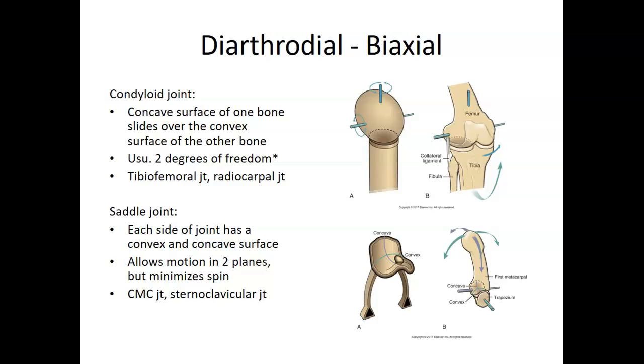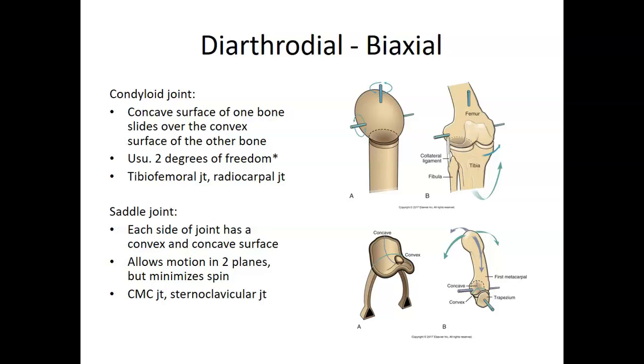So the condyloid joints have concave surfaces of one bone with a convex surface of the other. Frequently 2 degrees of freedom with these, so flexion, extension, abduction, adduction, typically. And you can see the radiocarpal and tibiofemoral. And then saddle joints, we're going to talk about these because they're more complex when we get into the arthrokinematics. So one side of the joint is convex on concave, and then the other direction of the joint is concave on convex. So the motion is a little more complex.